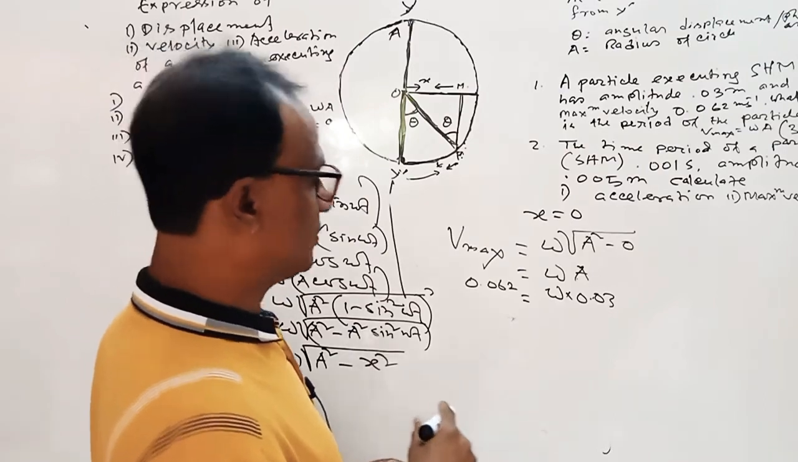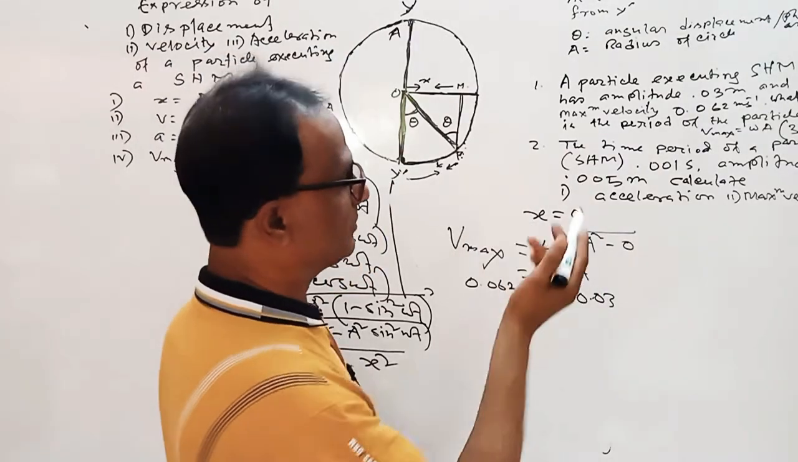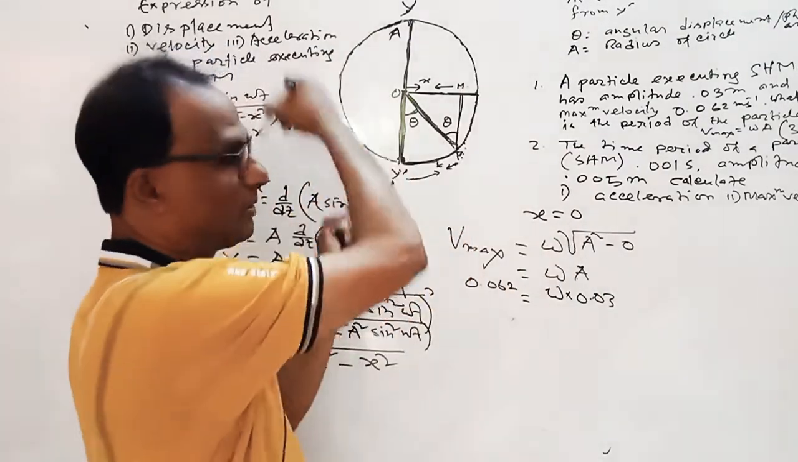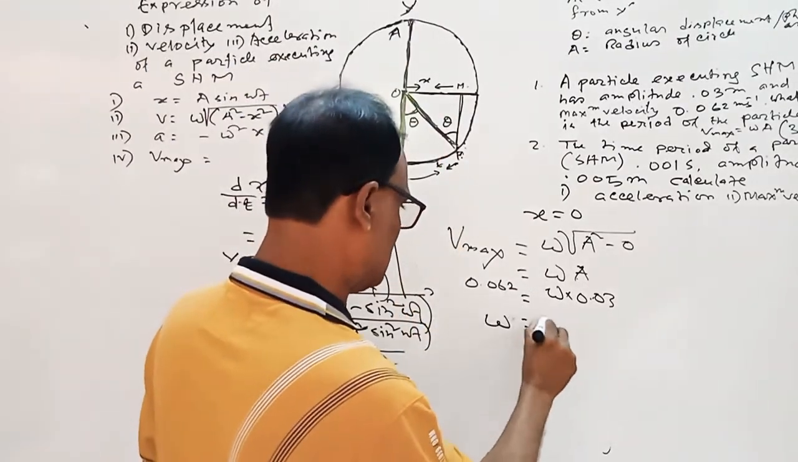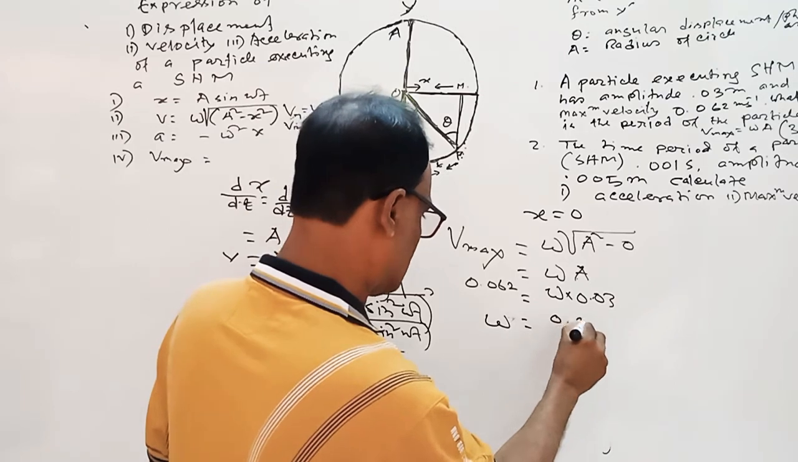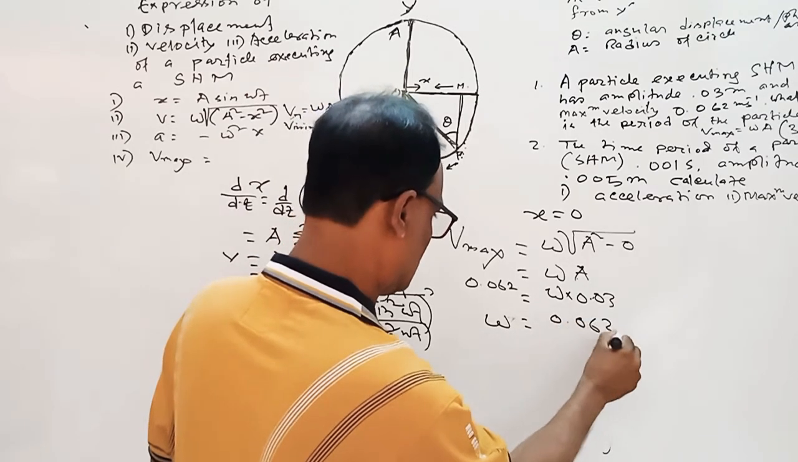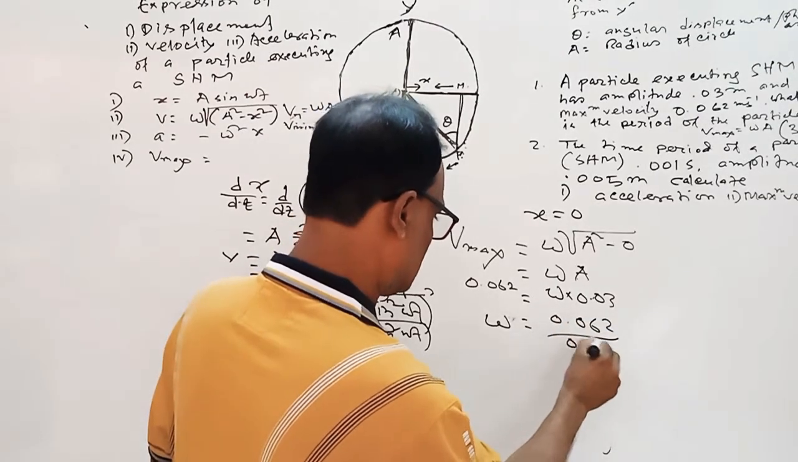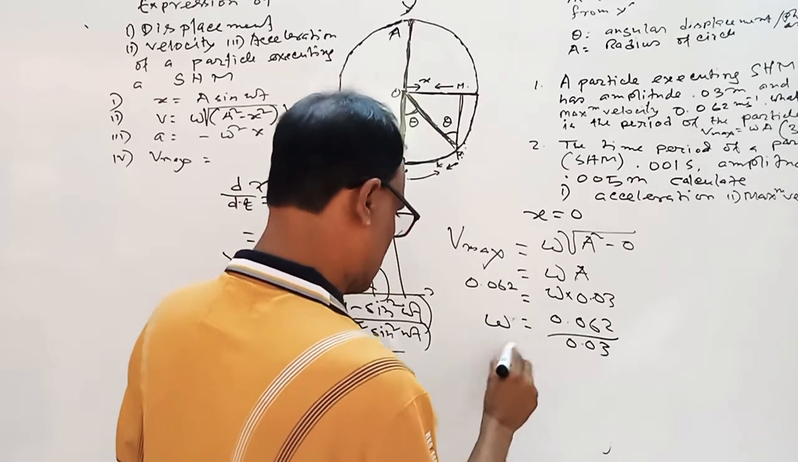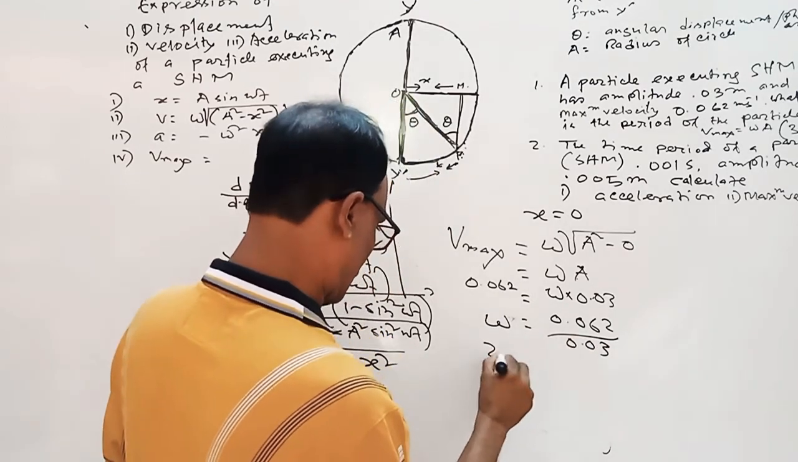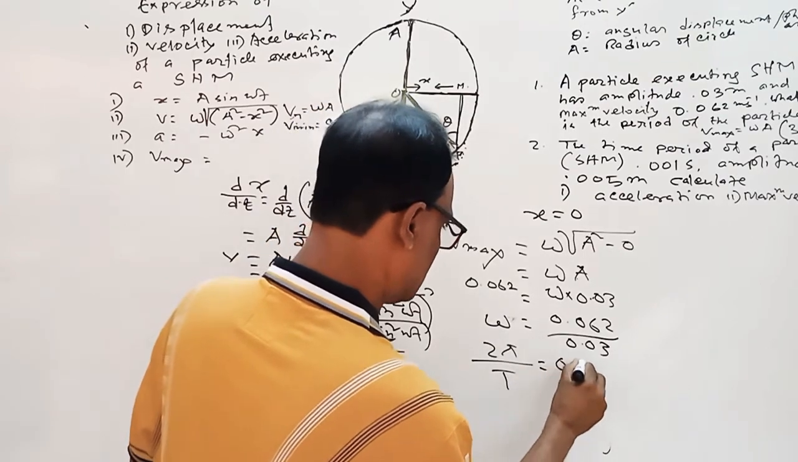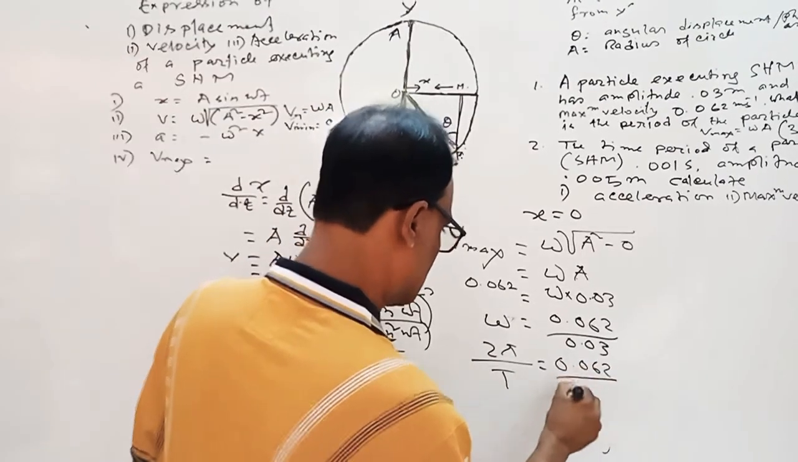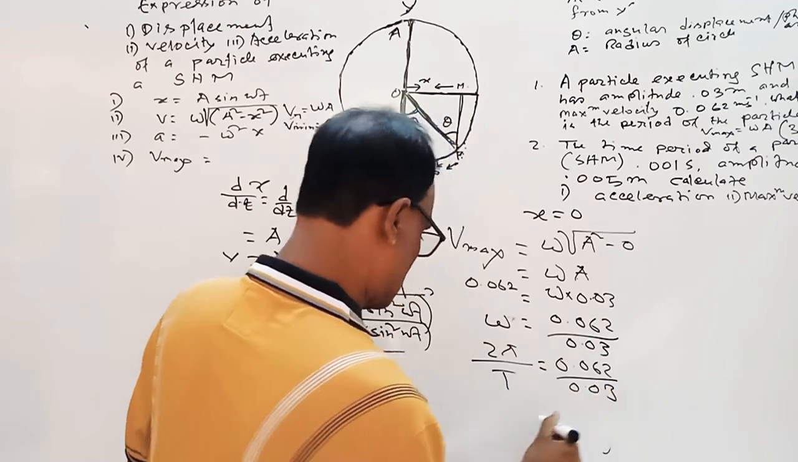What will be the period of the particle? So we will have omega equal to 0.062 by 0.03. So we can write in this way, omega by t equal to 0.062 by 0.03.